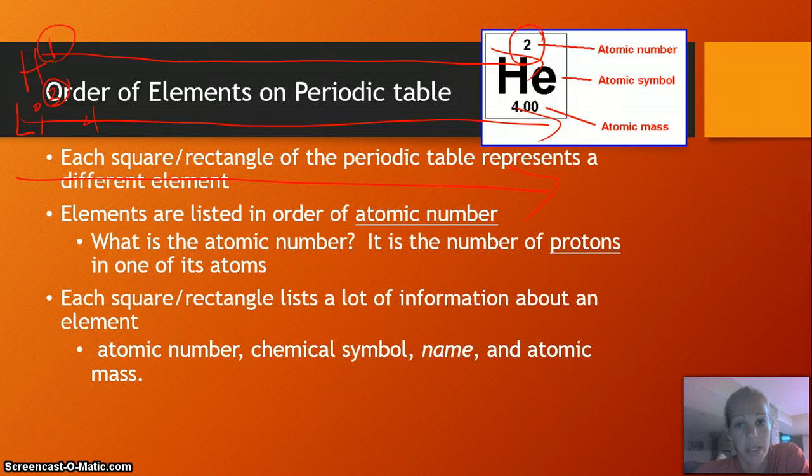Each square or rectangle representing a different element has several different parts. As you can see up here, there's the atomic number, there's the chemical, and here it's called an atomic symbol, actually it's usually called the chemical symbol. Then there's the atomic mass, which we'll get into. I'm just kind of making a disaster mess on this, but you probably are getting the picture. Sometimes it will list the actual long name of the element, but this one doesn't.